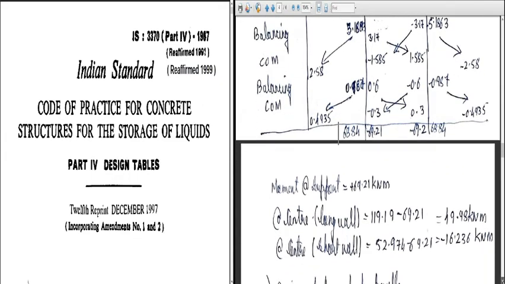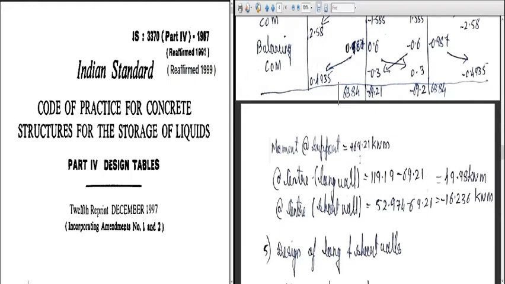So moment at support is nothing but plus 69.21 kilonewton meter. At center of long wall, 119.19 minus 69.1. At center of short wall, 52.74 minus 69.21. So this is working out to be 49.98 kilonewton meter and minus 16.236 kilonewton meter. So we found out: moment at support becomes plus 69.21 kilonewton meter. Moment at center for long wall becomes 49.98 kilonewton meter, and moment at center for short wall becomes minus 16.236.